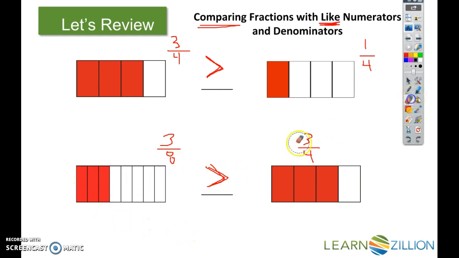So actually, 3/8 is less than 3/4. So when the numerators are the same, the bigger denominator is actually the smaller fraction. And the smaller denominator is actually the bigger fraction because the pieces are bigger. If that was a little confusing, just rewind it and watch it again. If it made sense, go on to the next slide.